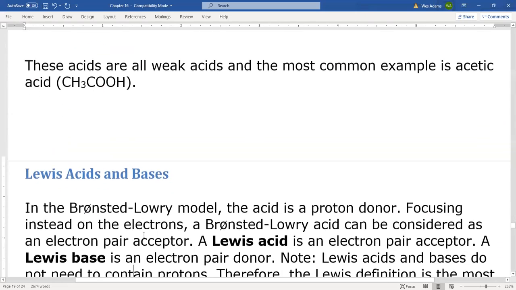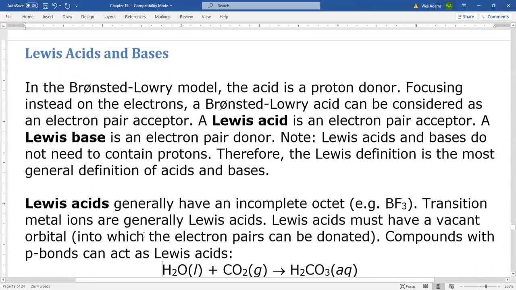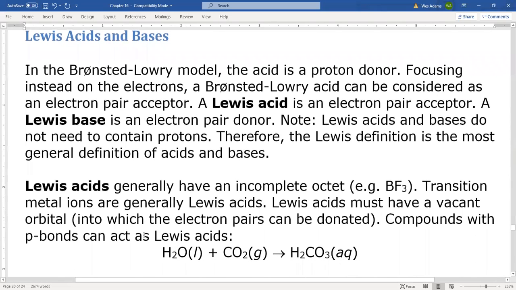If we talk about Lewis acids and bases, according to the Bronsted-Lowry model, remember the acid was a proton donor, but now the Lewis model focuses on electrons, where a Bronsted-Lowry acid can be considered as an electron pair acceptor. And so that's what we're going to consider as the Lewis acid. It's the broadest definition, but a Lewis acid is going to be an electron pair acceptor. The base would be the donor.